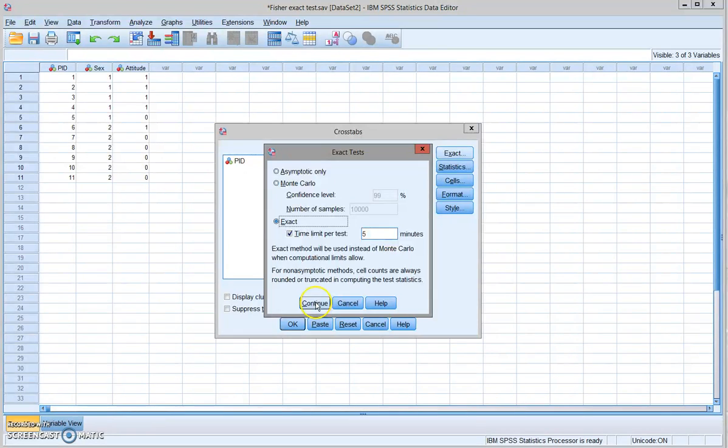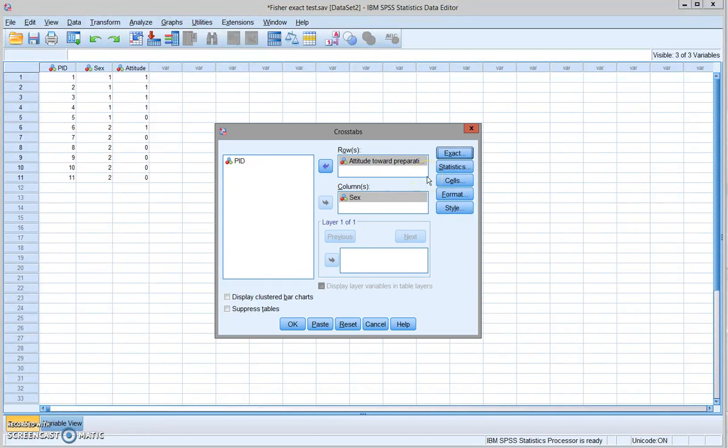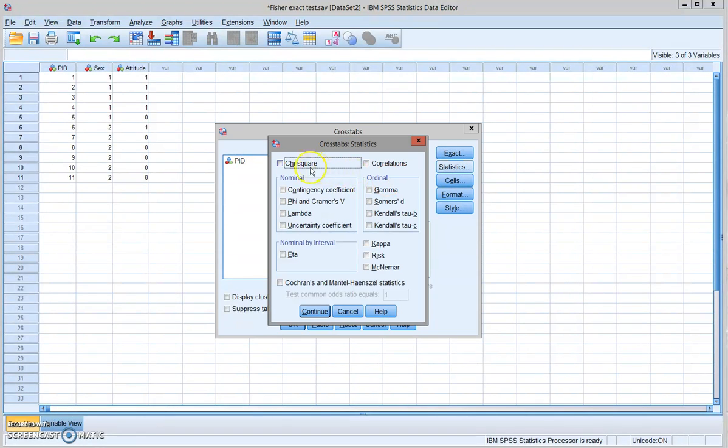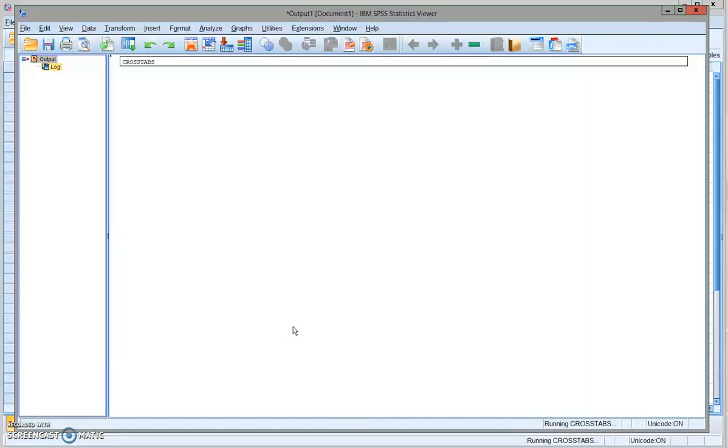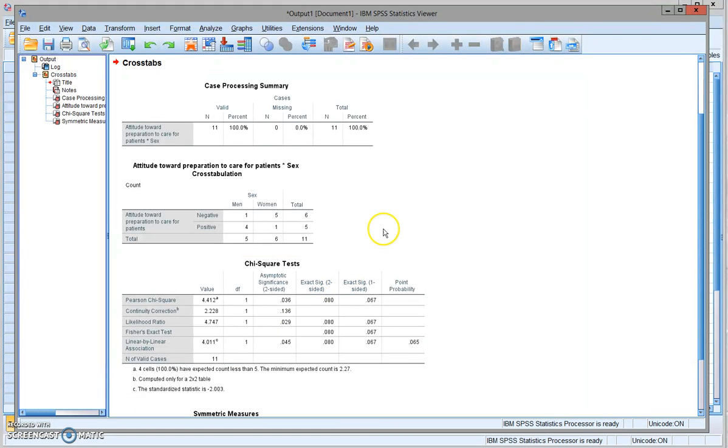Just click and continue. And remember, Fisher's exact test is a special case of the chi-square test for independence when you have a cell size that's smaller than 5. So you can actually request the chi-square test at the same time. And remember, this phi can be used to measure effect size. Okay, continue, and okay, here comes the output.